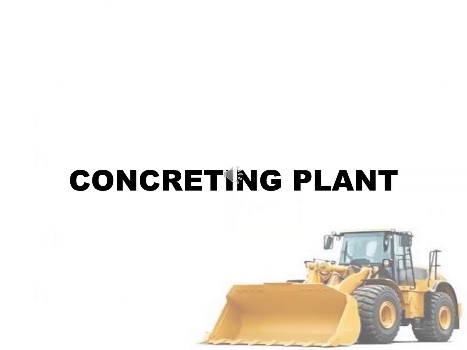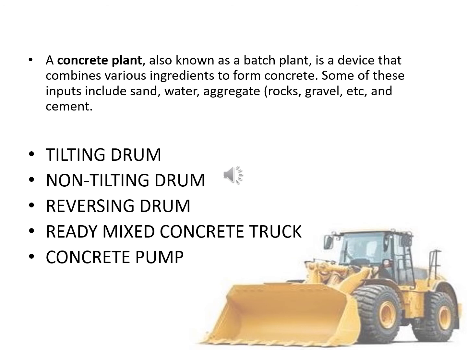The last category of plant and machineries is concreting plant. A concrete plant, also known as a batch plant, is a device that combines various ingredients to form concrete. Some of these inputs include sand, water, aggregate such as rock, gravel, and cement. There are 5 types of concrete plant: tilting drum, non-tilting drum, reversing drum, ready-mix concrete truck, and concrete pump.